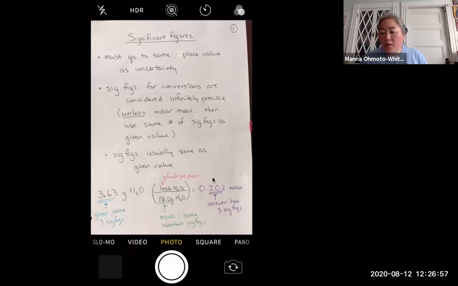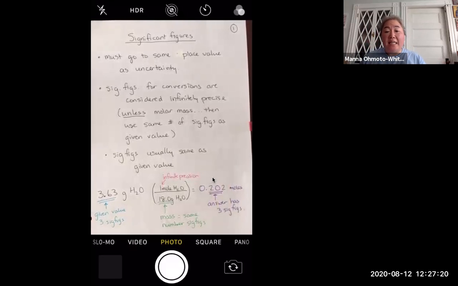Significant figures. This often causes more headaches than it needs to. One thing to remember is that your significant figures must go to the same place value as your uncertainty. So if your uncertainty goes to 3 place values after the decimal point, then your actual number also has to go to the same number of place values.